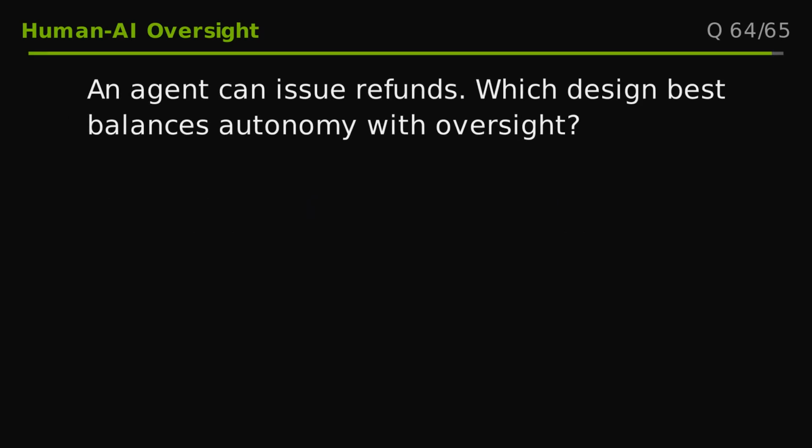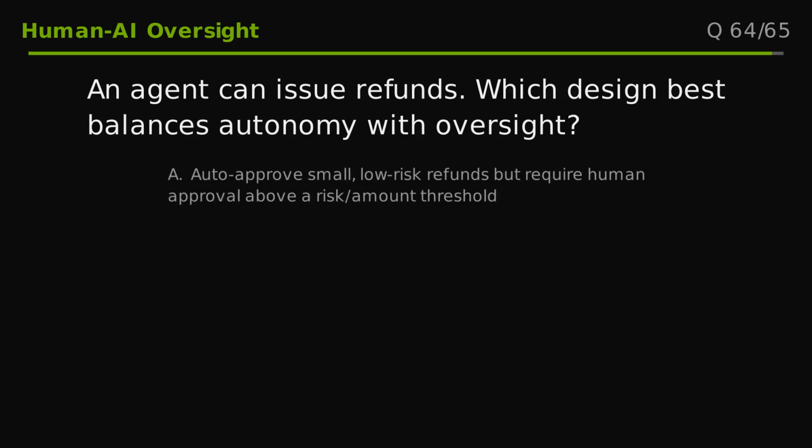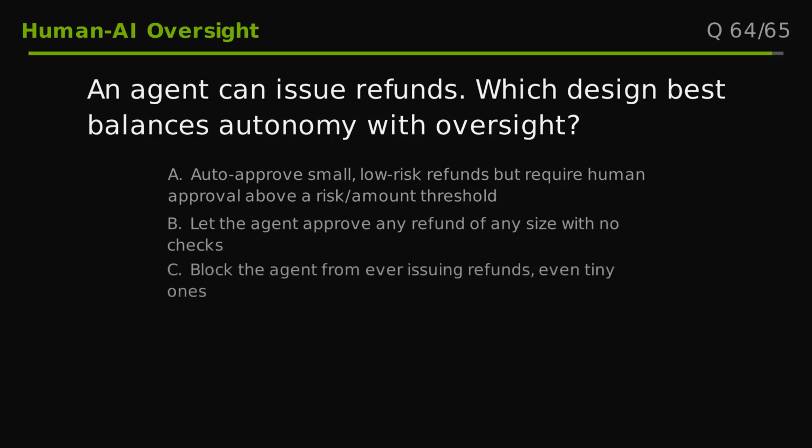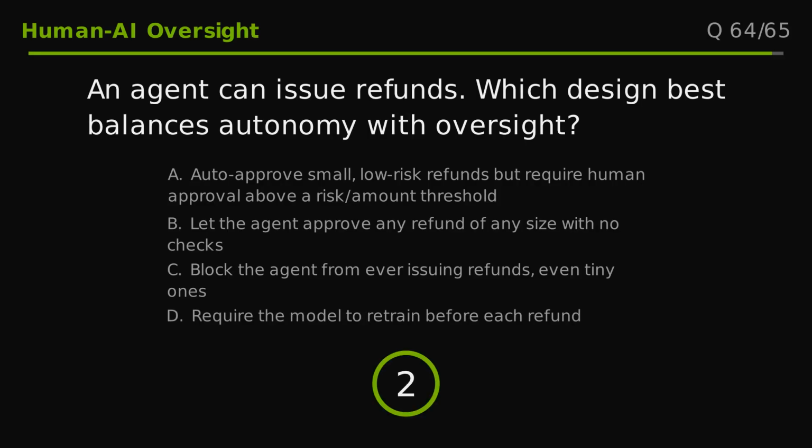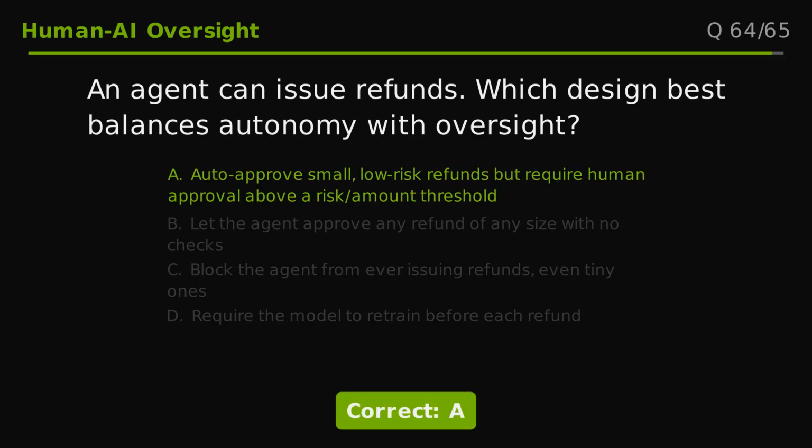Question 64. When an agent can issue refunds, which design best balances autonomy with oversight? Option A. Auto-approve small, low-risk refunds but require human approval above a risk or amount threshold. Option B. Let the agent approve any refund of any size with no checks. Option C: block the agent from ever issuing refunds, even tiny ones. Option D: require the model to retrain before each refund. The correct answer is A.